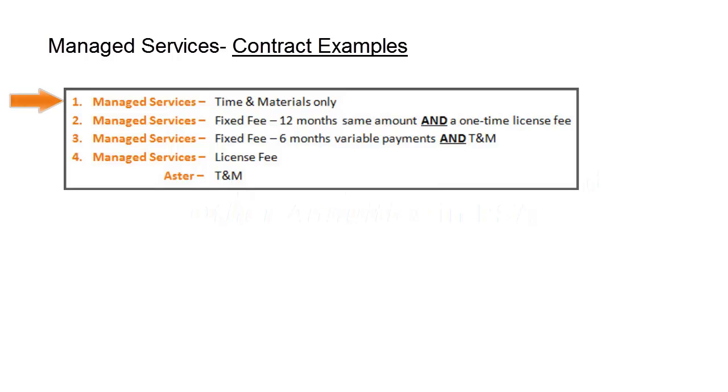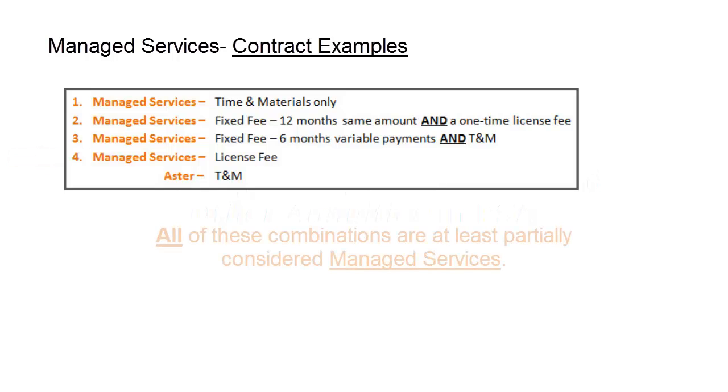One example is that there could be a contract that is 100% T&M, or maybe a contract that is a 12-month fixed fee for the same monthly billing amount along with a one-time license fee, or even a 6-month fixed fee contract that has an additional portion of T&M included. Or maybe you have a contract that has partial managed services, let's say a license fee, and an additional part to the contract that is T&M, let's say for Aster. All of these combinations are at least partially considered managed services. In fact, everything except for the last one is all managed services.